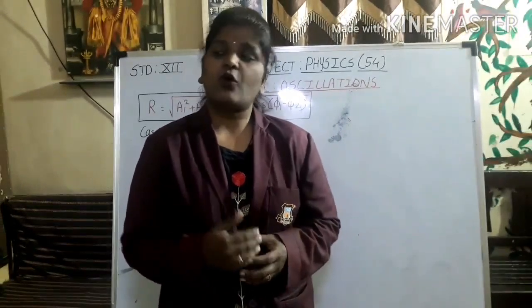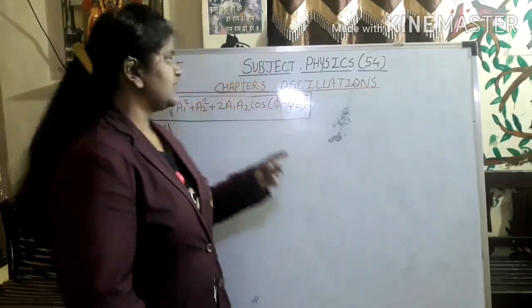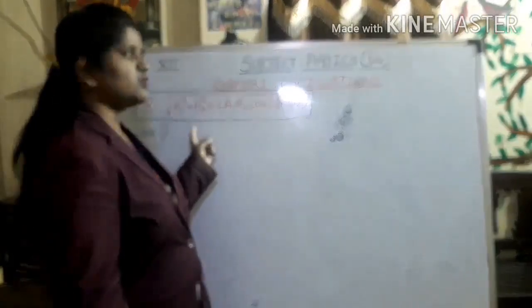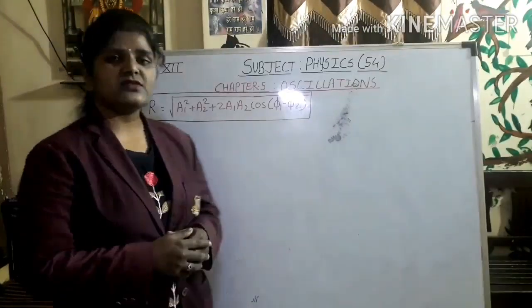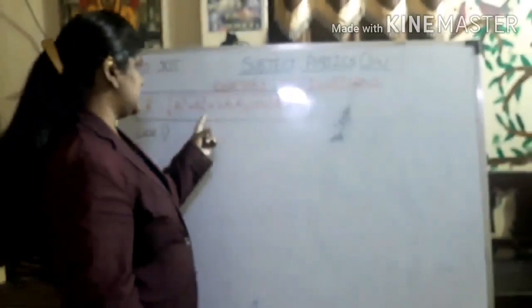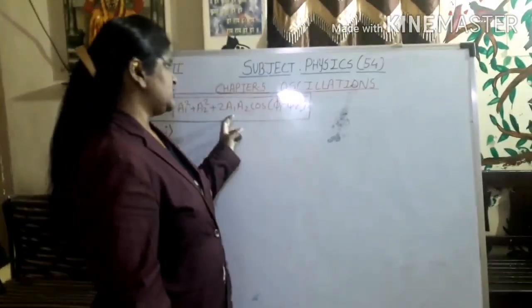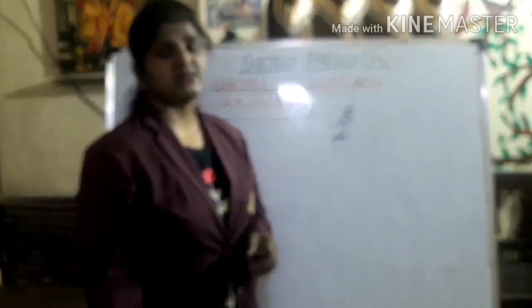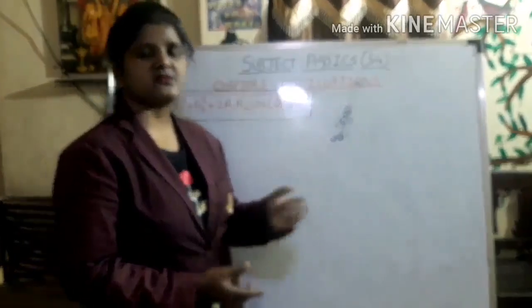As you remember from yesterday's video, we derived the resultant amplitude, which is nothing but the square root of a1 square plus a2 square plus twice a1 a2 cos of phi1 minus phi2. So we have derived this already in the previous part.